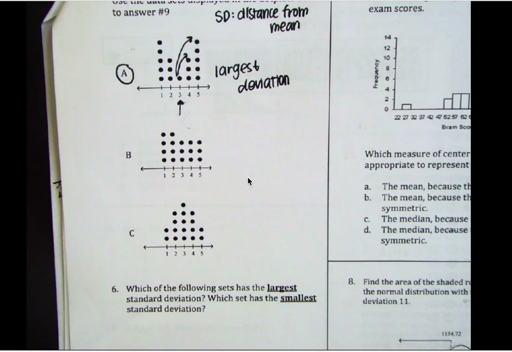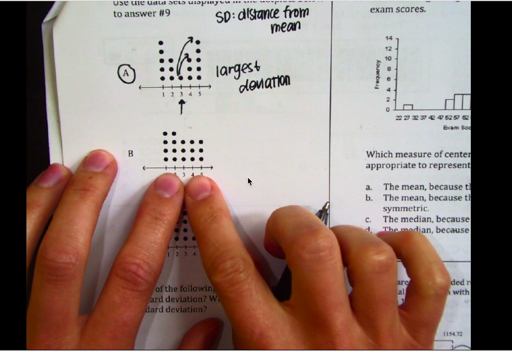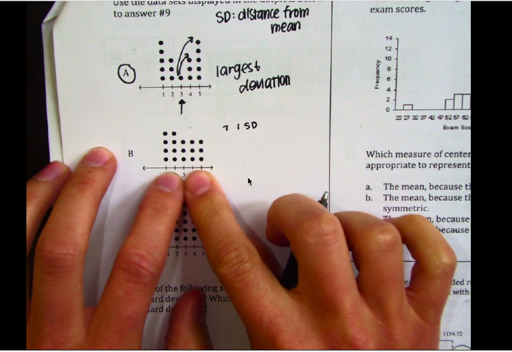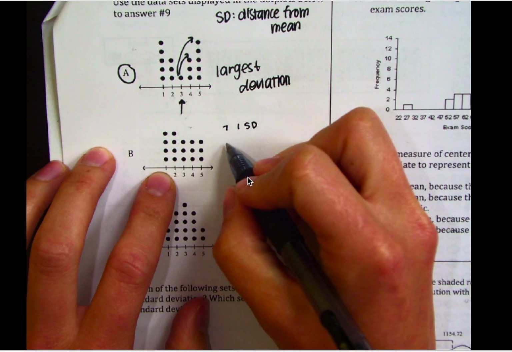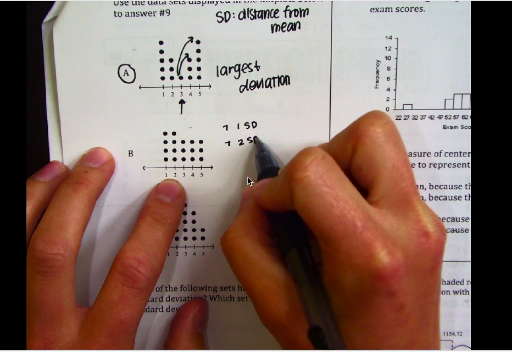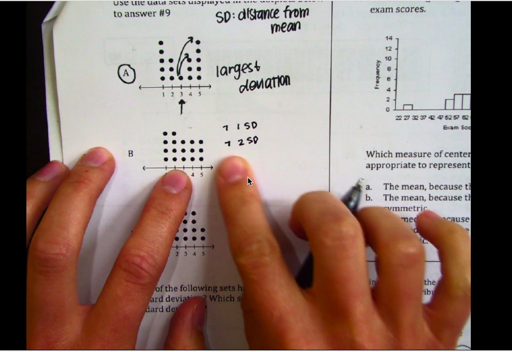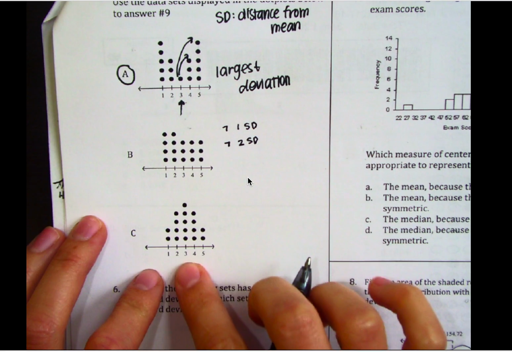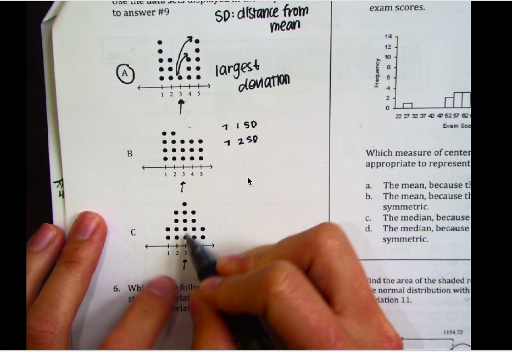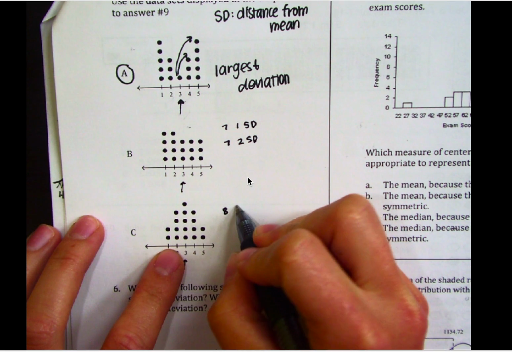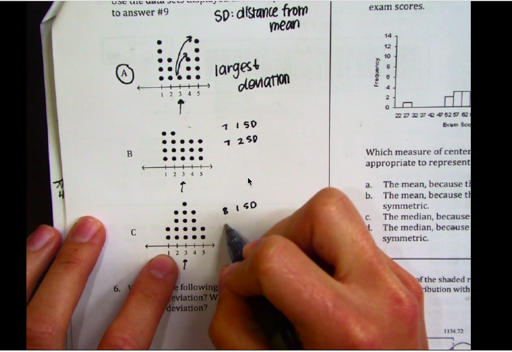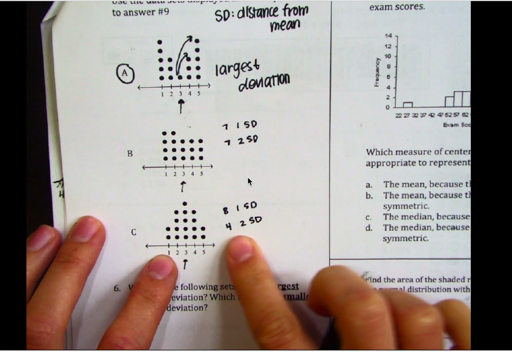Okay, so now we're going to look at the smallest. So if we look at number 3, we have 7 points that are 1 standard deviation away from the mean. We have 7 points that are 2 standard deviations away from the mean. So average distance from the mean, okay, for standard deviation. So again, our mean would be for C here. We have 8 points that are 1 standard deviation away, and then we have 4 points over here that are 2 standard deviations away.